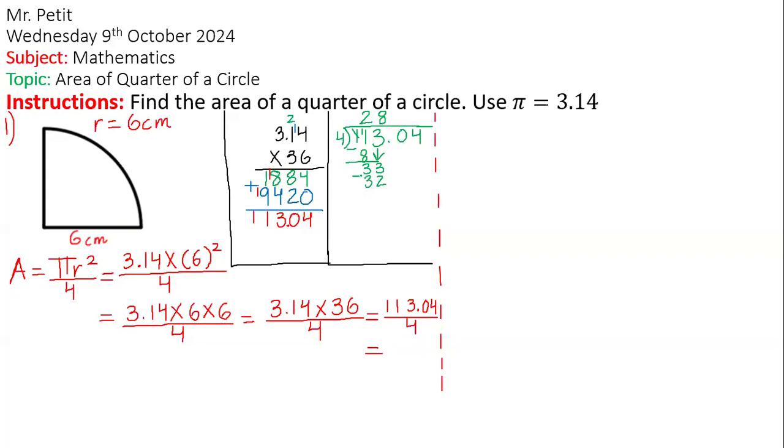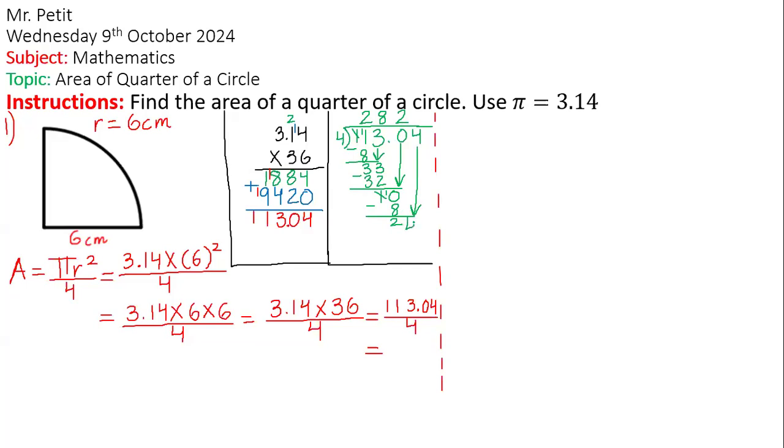So we subtract and bring down the 0. 33 minus 32 is 1. We bring down the 0. How many times does 4 go into 10? Twice. 4 times 2 is 8. 10 minus 8 is 2. Bring down the 4.